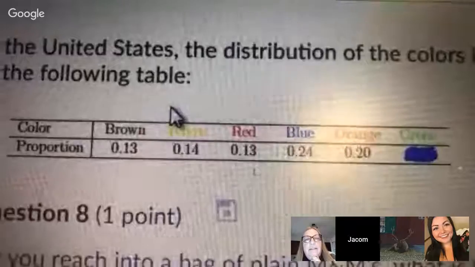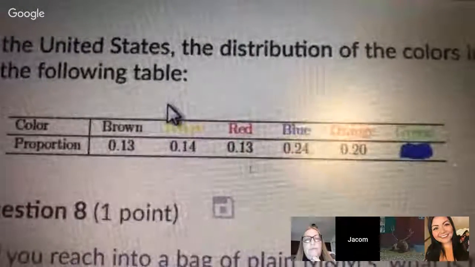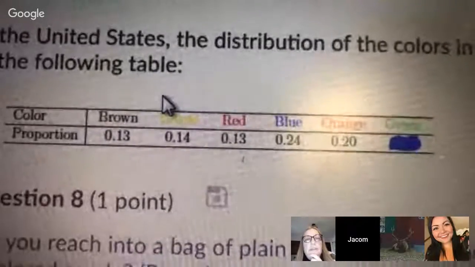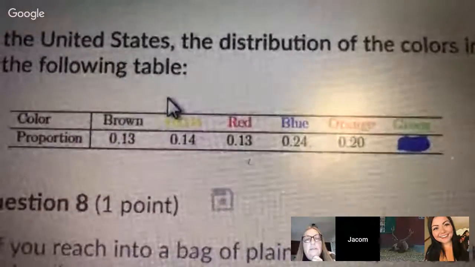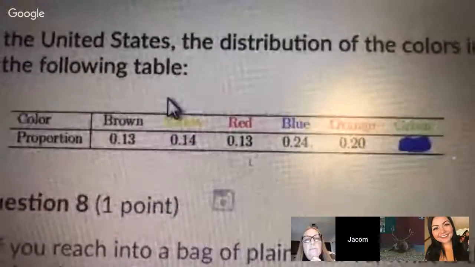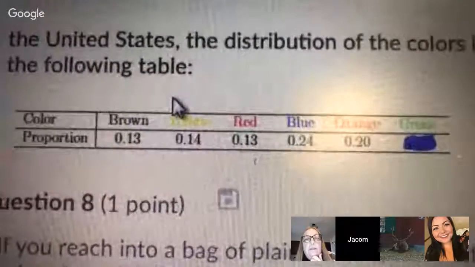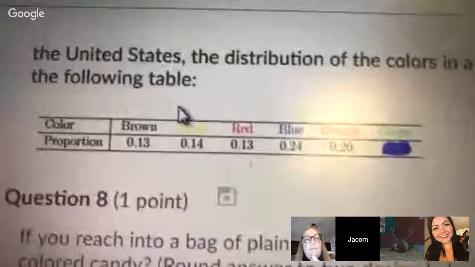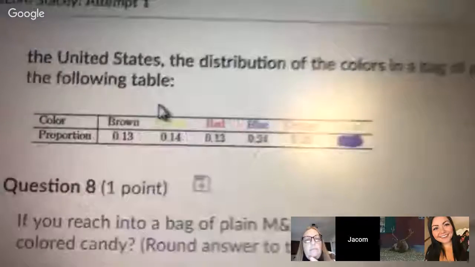Okay. So brown, red, green, blue, and orange. And yellow. Brown, yellow, red, blue, and orange. And green. There should be 6 dots. Yes, thank you.